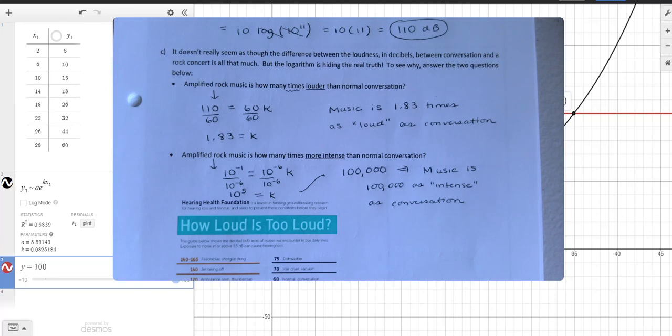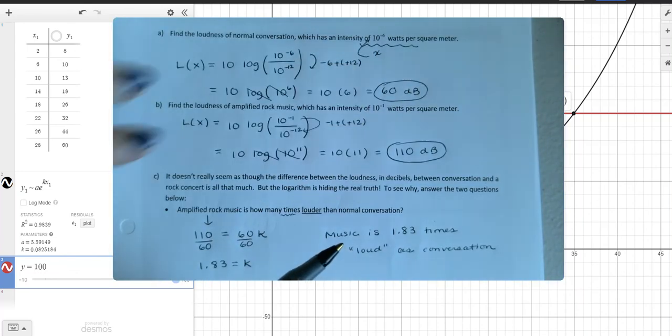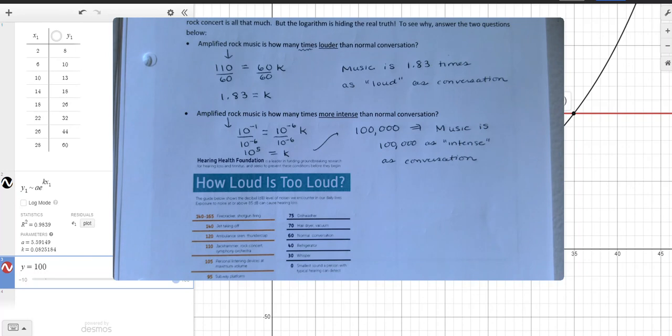So my main point here is when you know something has been calculated on a logarithmic scale, using a logarithm in the definition or the formula, keep in mind that it kind of masks the true relationship between things. Things are much, much, much more far apart than they may seem just by looking at, in this case, the loudness. All right, that brings us to the end of 5.7.